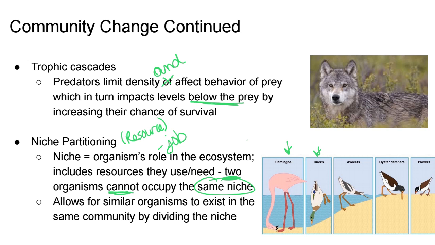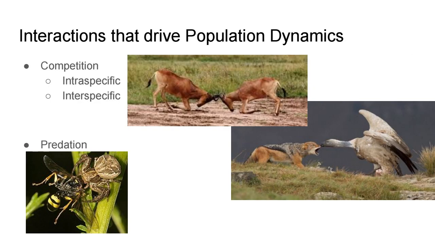You could also do this with activity times. Like for instance, you could have one organism be active in the day, and one is active at night. Okay, similar to like birds of prey, like eagles and hawks are more active in the daytime, but owls are more active at nighttime. And so again, they're not competing for the same resources as much.